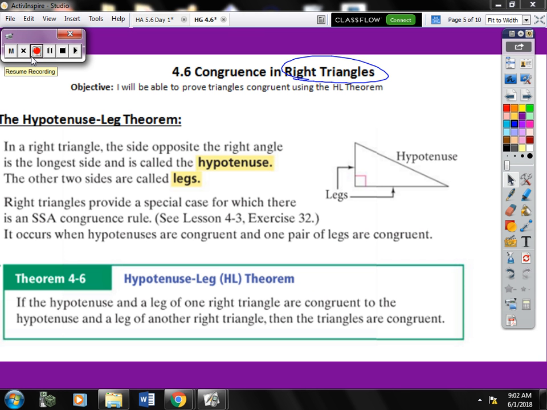In a right triangle, the side opposite the right angle is called the hypotenuse, which you guys should be aware of. That's also your longest side. The other two sides are called legs.